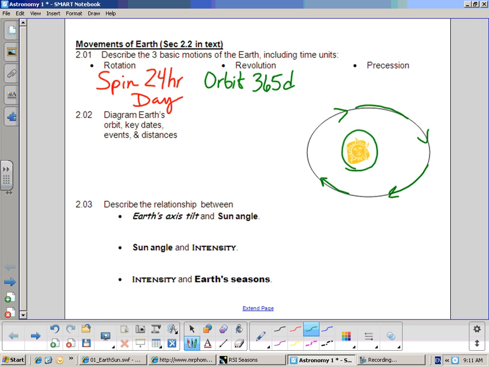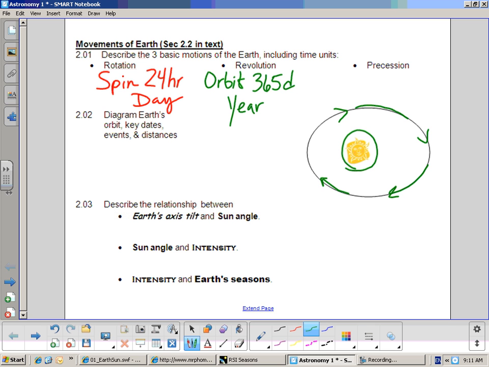In reality, it's 365 and a quarter days, but we don't have a quarter day every year. Instead, we add those quarter days up, and every 4 years, those quarters add up to one extra day, which we put at the end of February. We call that a leap year. So a revolution is our year.